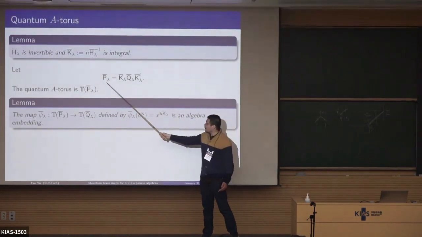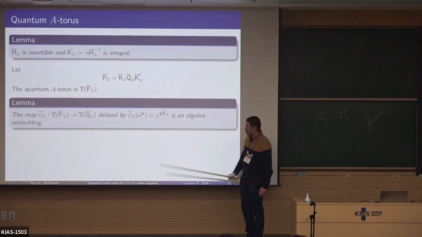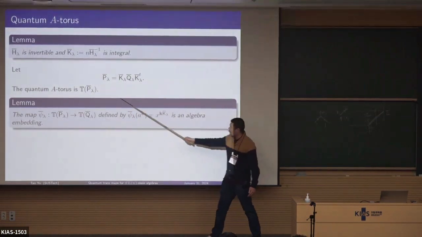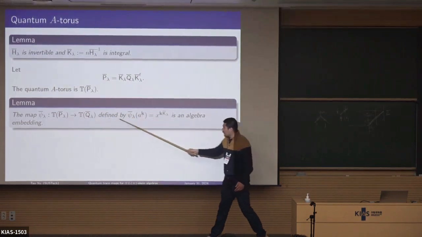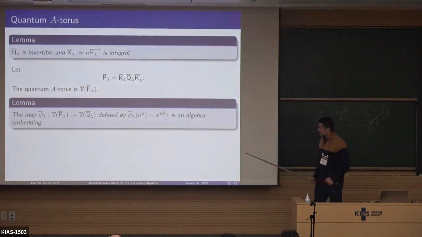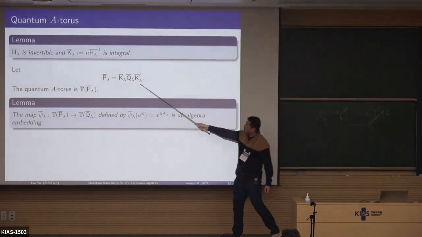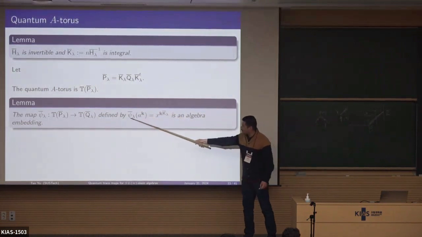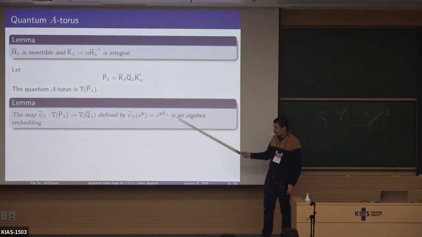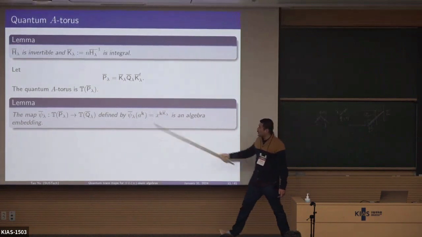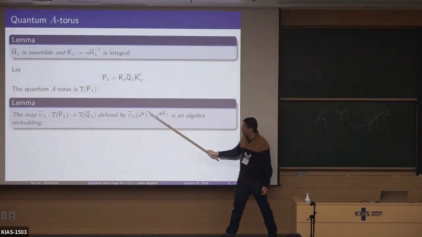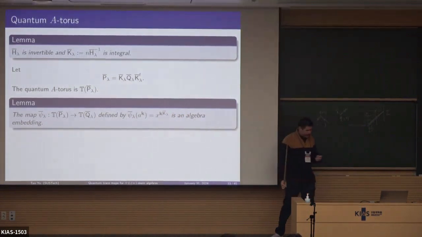I define a new matrix P, which is going to be the analog of Müller's construction. I get a new quantum torus, and I get this embedding of quantum tori using this matrix. This combination shows that this map defined this way is an algebra homomorphism, and the fact that H is invertible, so K is invertible, shows this is an embedding.